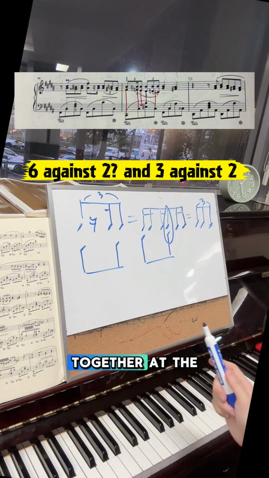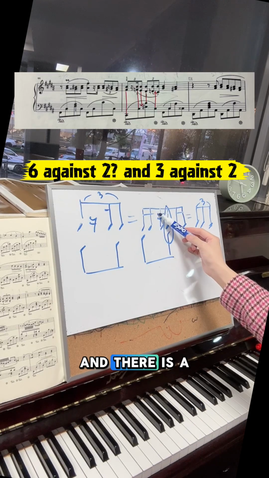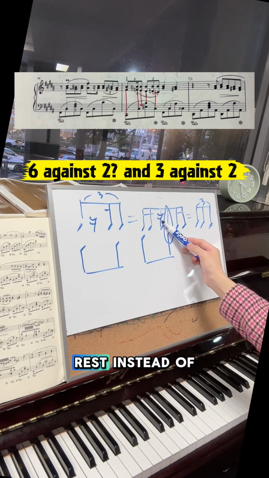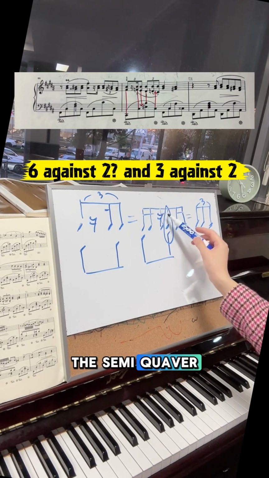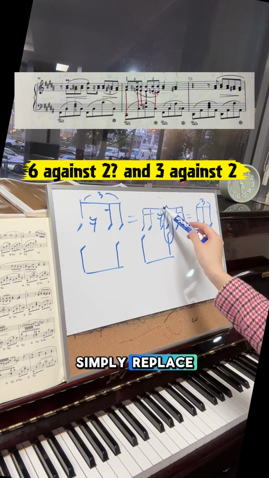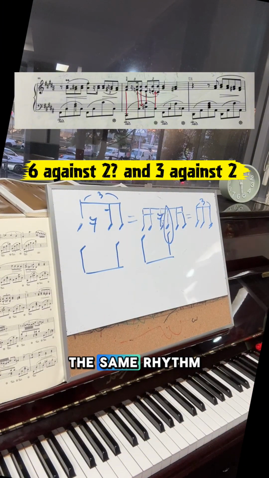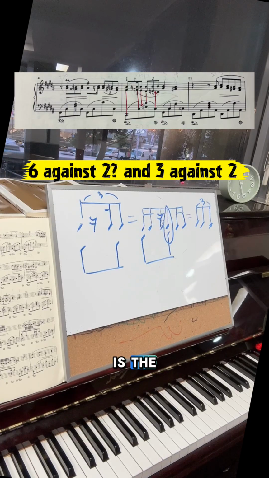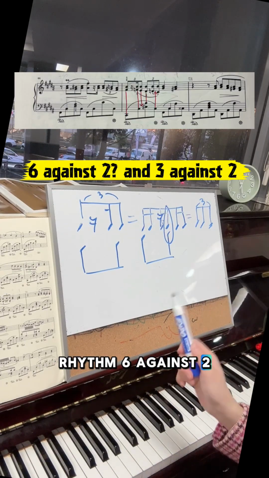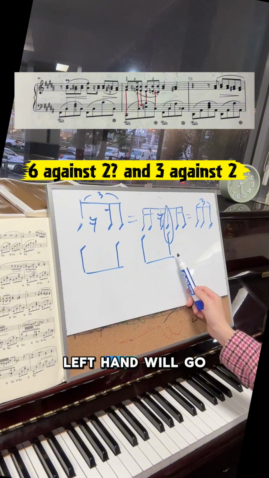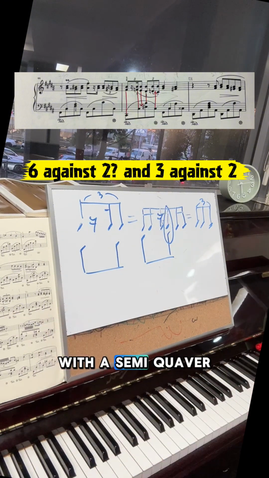These 2 notes together at the same time, there is a semiquaver rest instead of the semiquaver. So you can just simply replace the semiquaver with the semiquaver rest, but basically it's the same rhythm. So basically that is the rhythm 6 against 2, all right? And the quaver in the left hand will go with the semiquaver together.